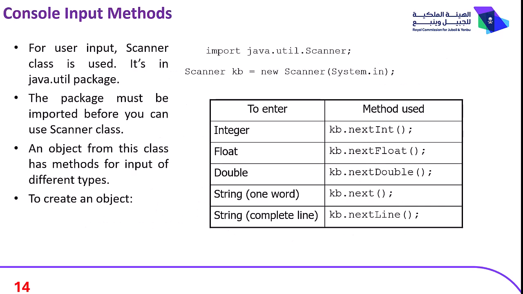Console input. To read user input, we use the Scanner class from the java.util package. You must import the package and then create a Scanner object, typically named KB, linked to System.in. Console input methods. Different methods allow us to read different types of data. nextInt for integers. nextDouble for doubles. next for a single word. nextLine for an entire line of text.